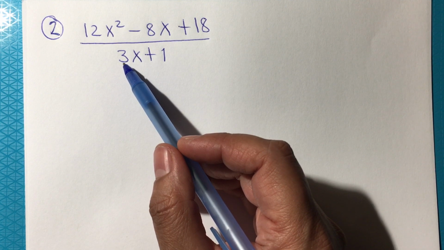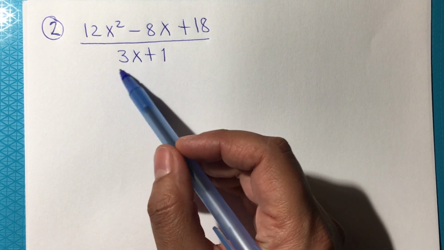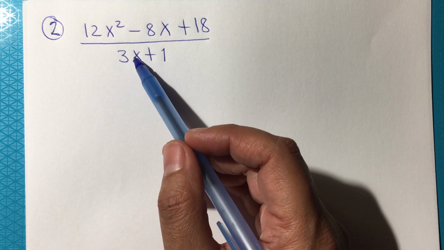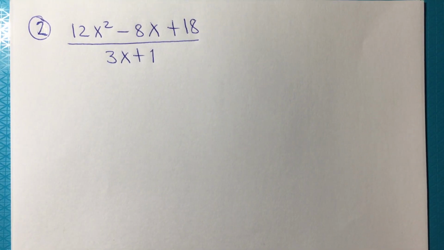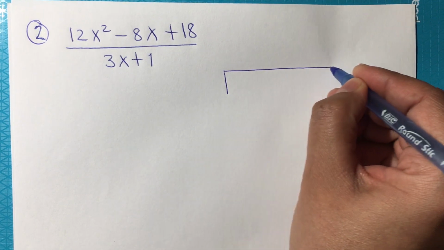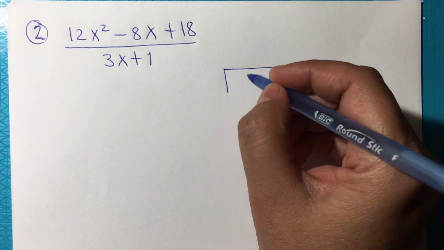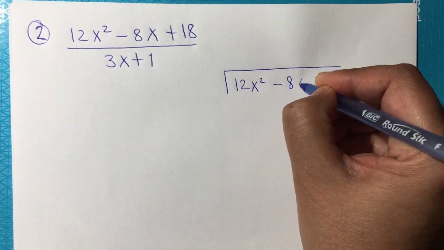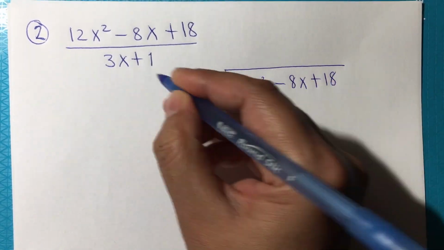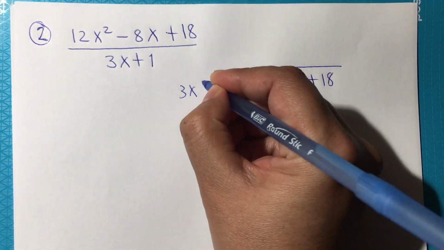Okay, for number 2, the divisor is 3x plus 1, so we cannot really try to use the remainder theorem because this has a coefficient, okay? It's only when it's x and you're adding or subtracting something. But let's go ahead and use long division so that we can find out what the result is. And so we have 12x squared minus 8x plus 18 divided by 3x plus 1.